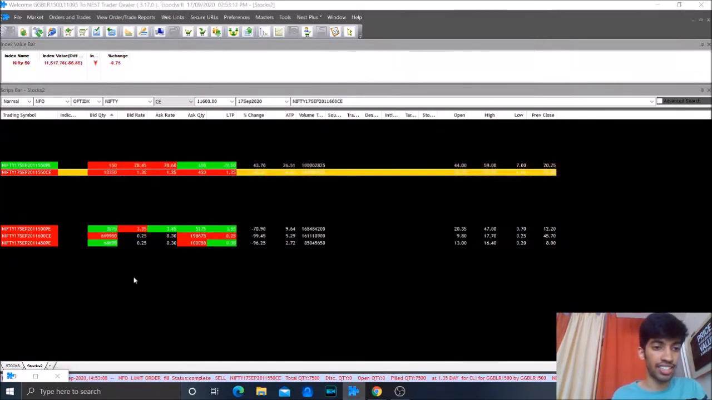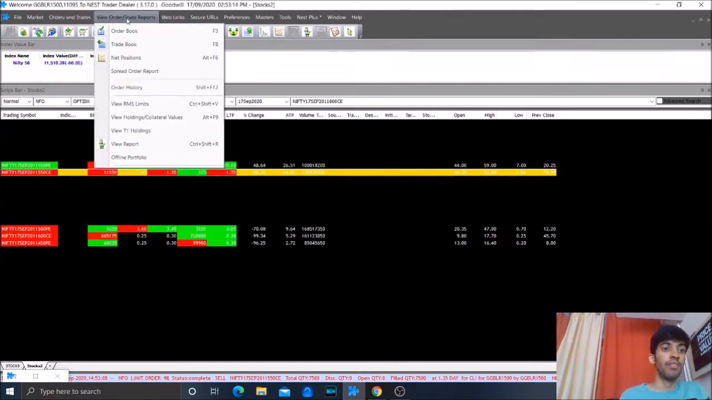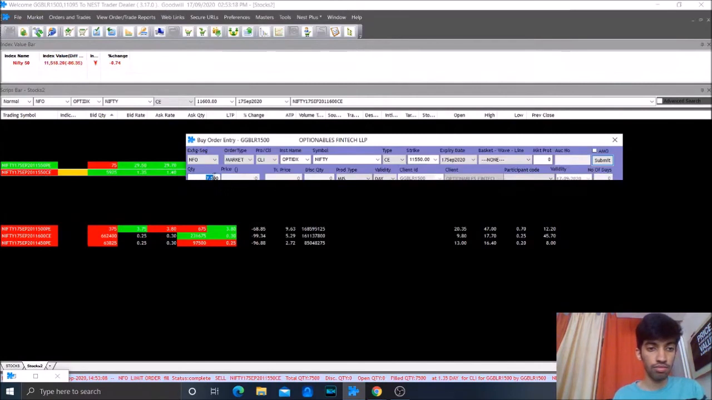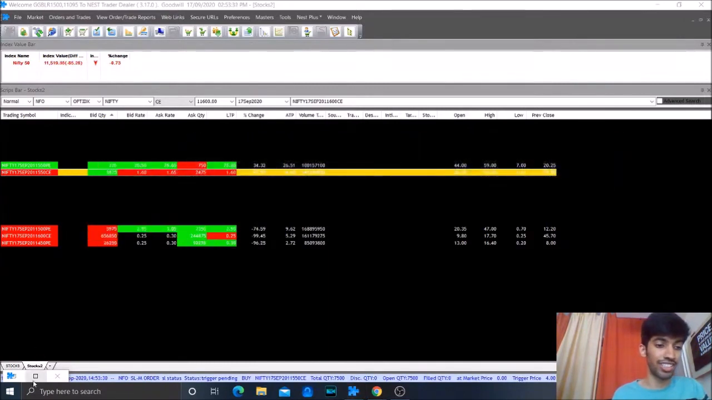And what extra am I going to do? Before everything, I'm going to keep a stop loss at 3 rupees, or maybe 4 rupees. Not really sure. Done. 4 rupees stop loss. Please don't get triggered.